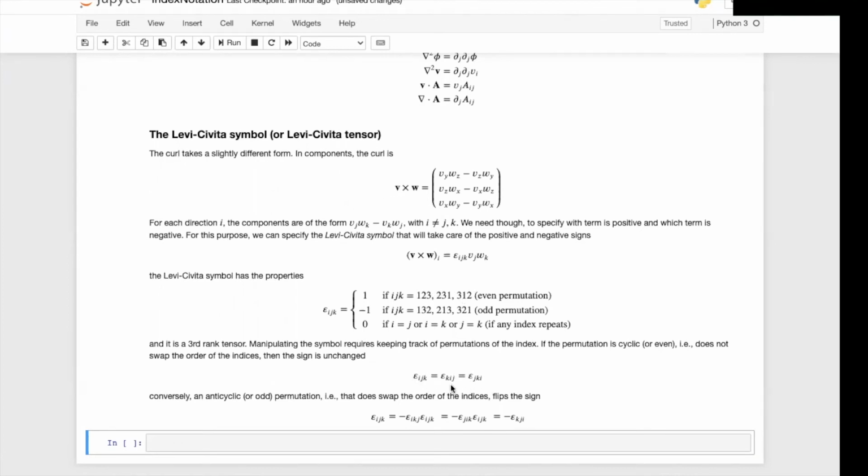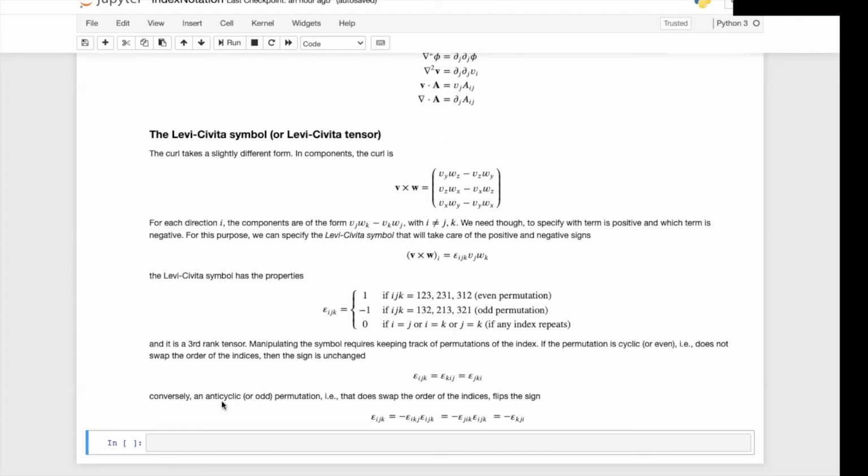That means that you can change the order here, i, j, k. You can shuffle the k to the front, keeping the order, k, i, j. Or now you can shuffle the j to the front, keeping the order, that's j, k, i. And these three expressions are going to be equal.